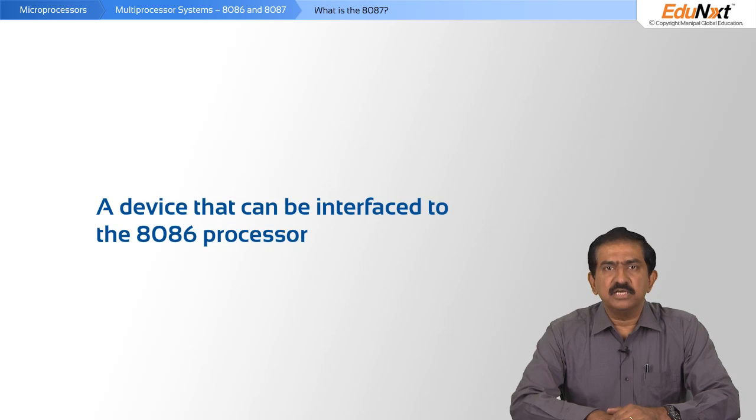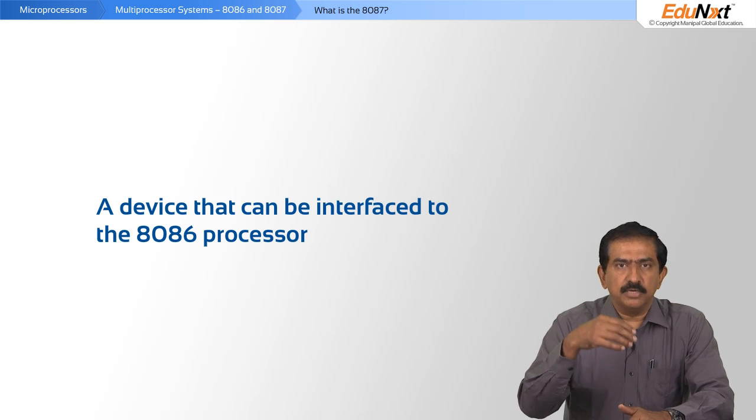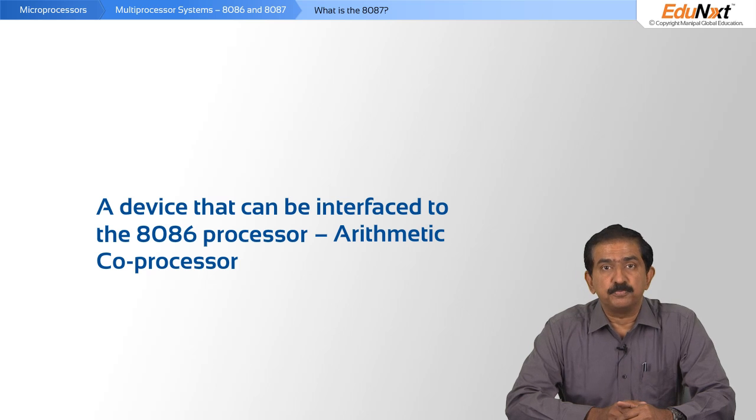Hello and welcome back. In the last two videos, we were discussing communications and communication protocols. We ended with discussing the 8251. In this video, I'm going to be talking about a completely different device that one can interface to the 8086, actually the 8086 series of processors. It's called the arithmetic coprocessor.